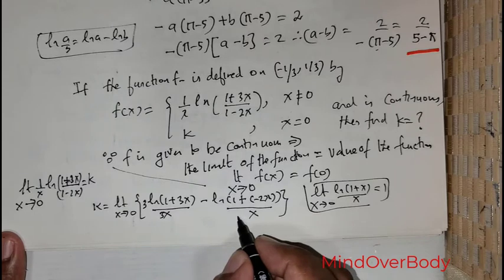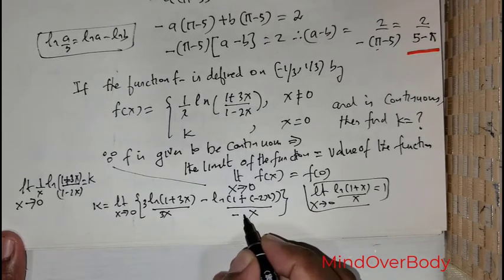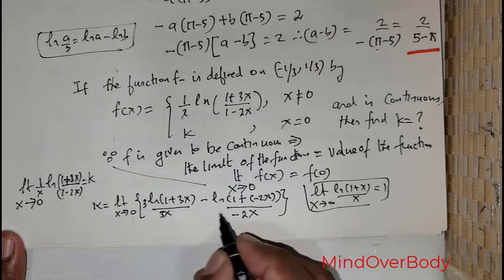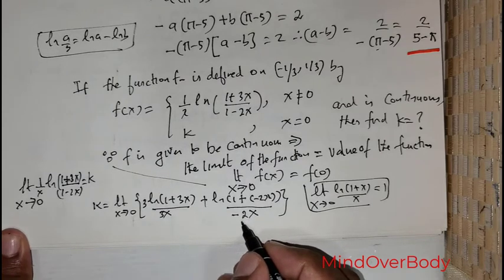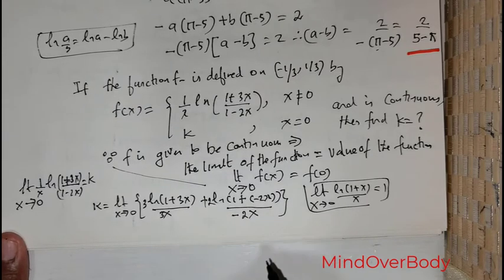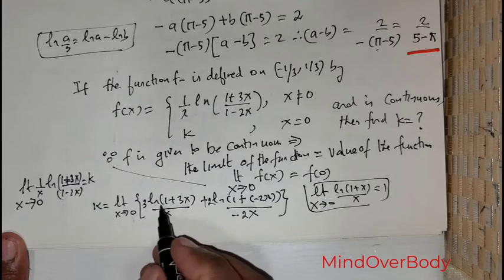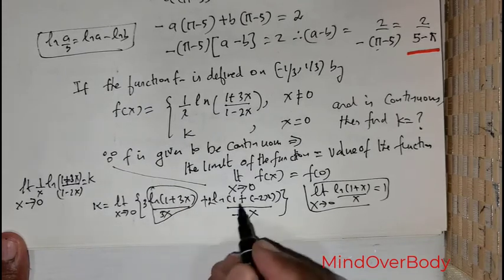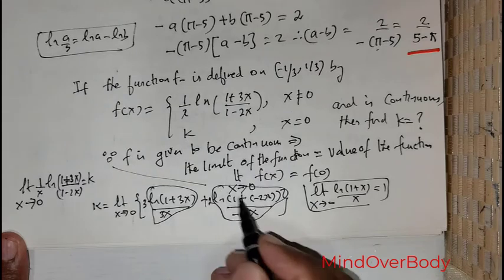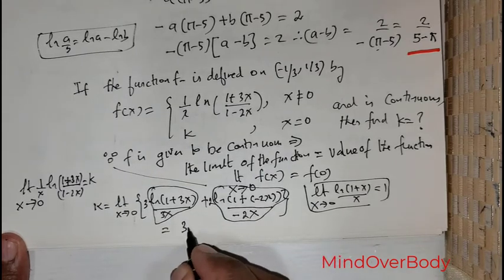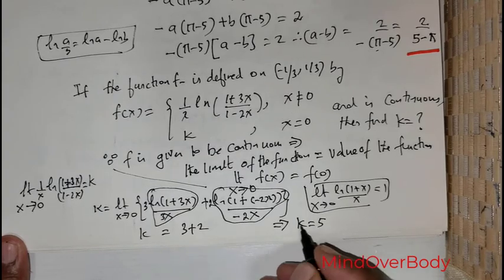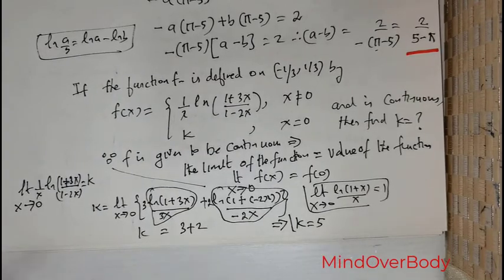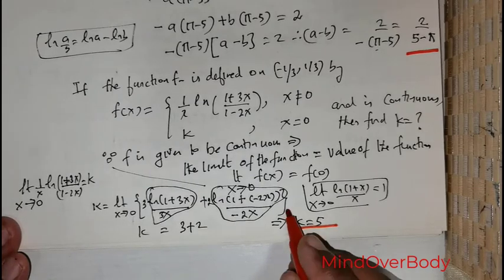I need to get a negative 2x. So I will push this negative sign here, and I will have a 2x here. This will become positive. So since I have placed this 2 here, I need to place this 2 here. As x is tending to 0, this entire thing will become 1, and this entire thing will become 1. So we would be left with 3 + 2, which in turn would imply that k is equal to 5. So this is a good place for us to draw the red line.